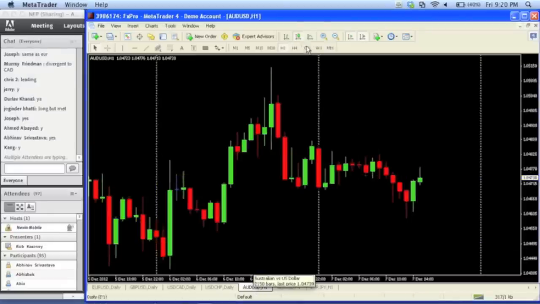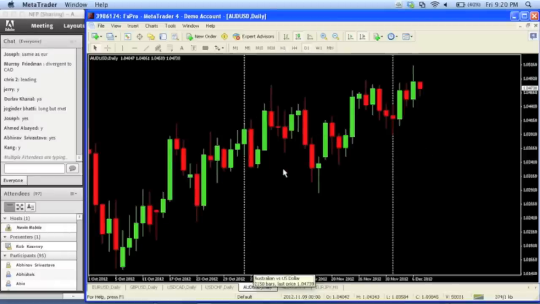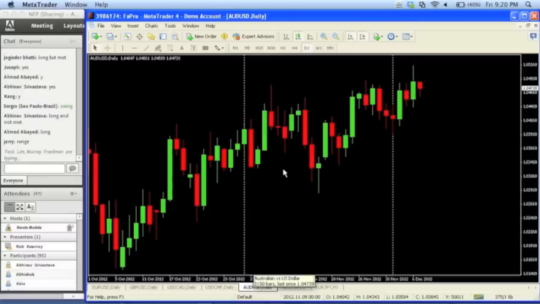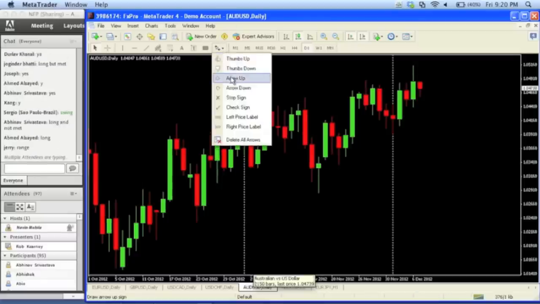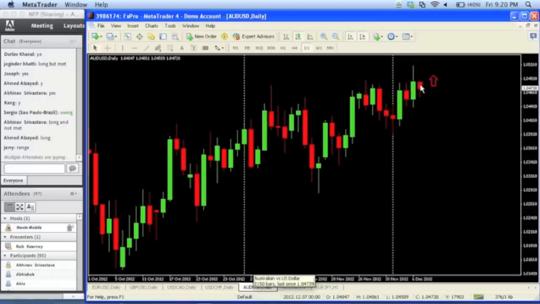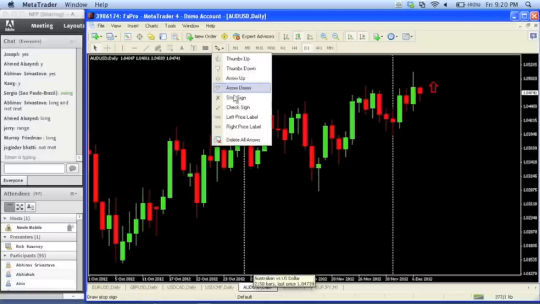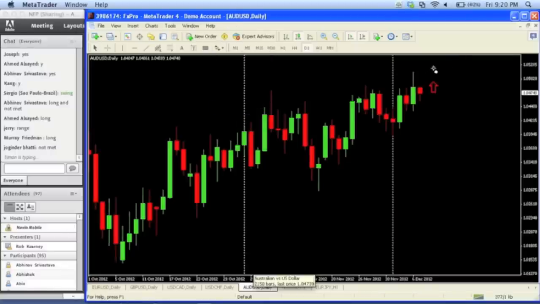All right, Aussie dollar. What do we have on the daily chart? Long and not met. We have an indication for a long, and the long has not been met yet. We have not surpassed the previous candle, or at least even reached the tip of the tail. We haven't even gone past the close. So this is a long and it's pending. We have a long indication on Aussie dollar.